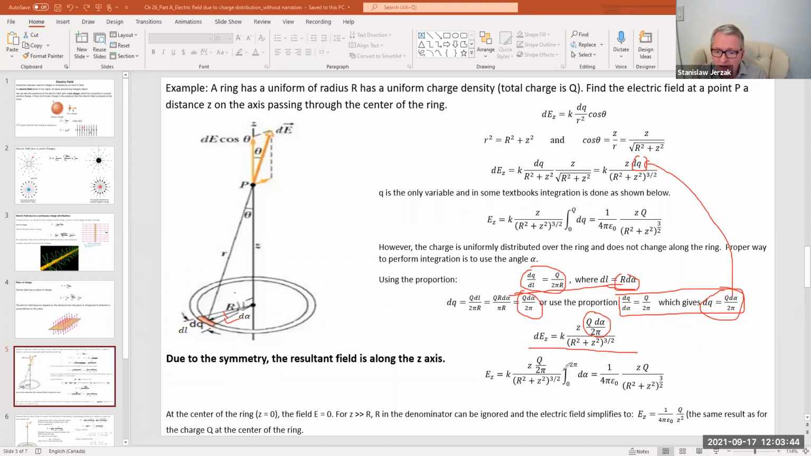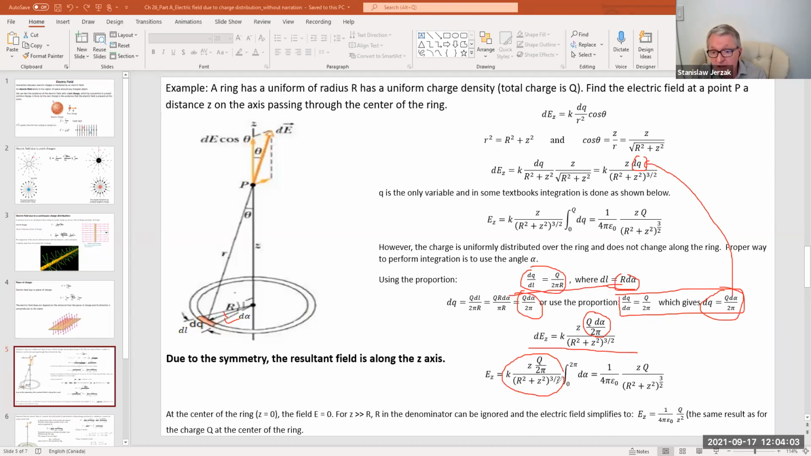And I took all constants in front, and I repeat for the fifth time, z is constant, capital R is the radius of the ring, constant, and 2 pi is constant. So I took all constants in front of the integral. I integrate over just d alpha.